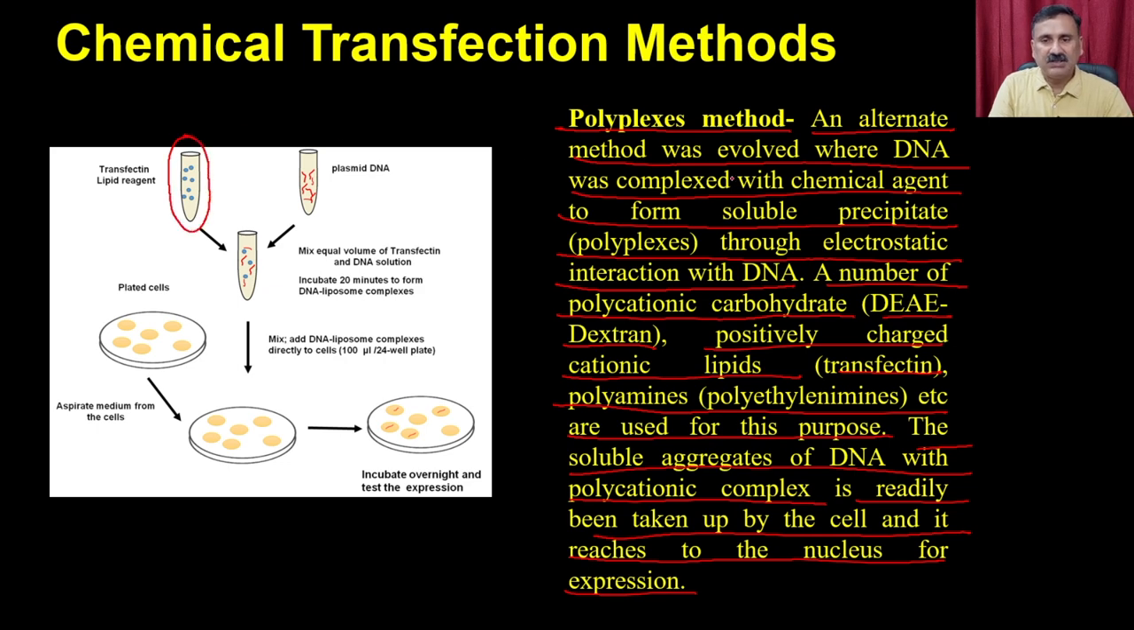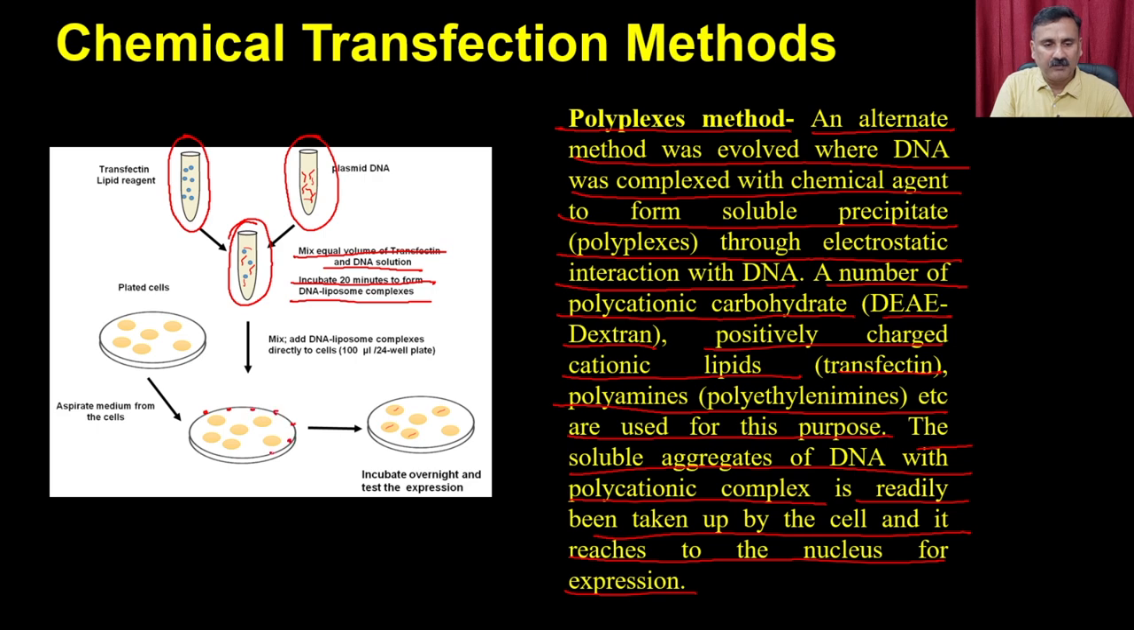So what you're going to do is take this chemical agent, and take the plasmid, in two vials, and then mix them together. Mix equal volumes of transfectin and the DNA solution, then incubate for 20 minutes to form the DNA liposome complex. Once the DNA liposome complex is formed, you can take the plated cells and add this dropwise onto the cells.